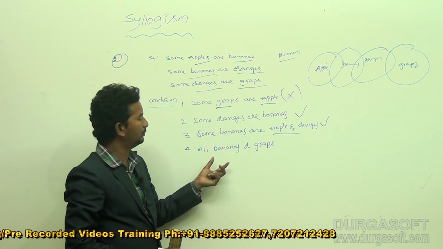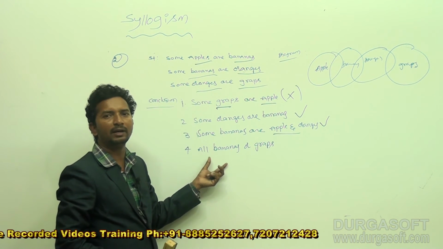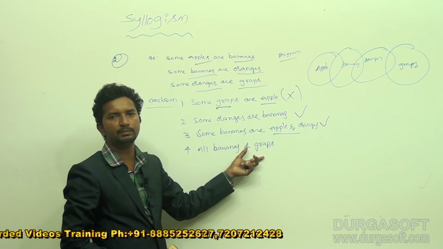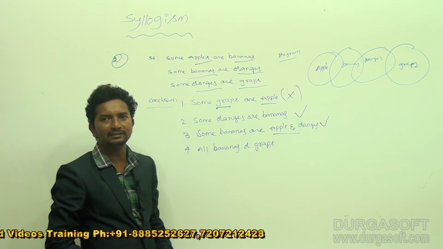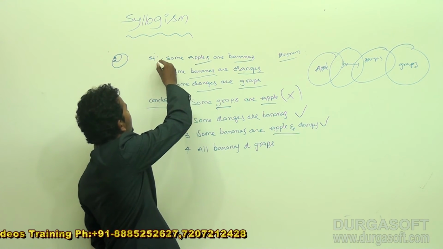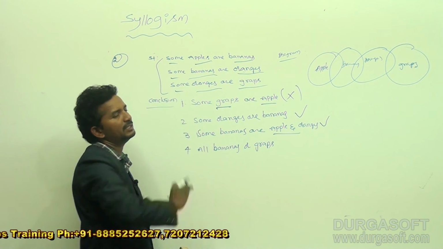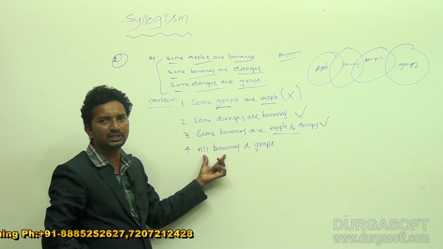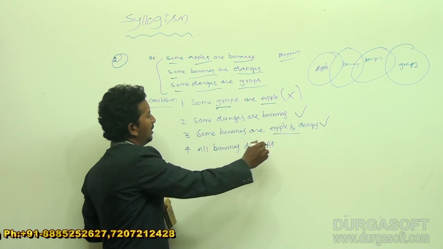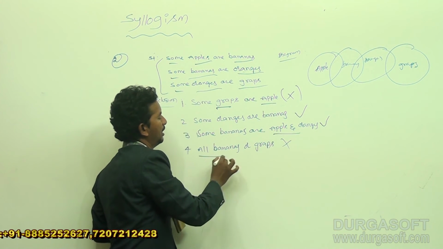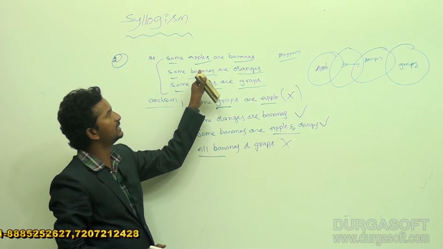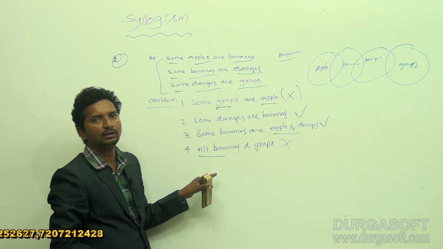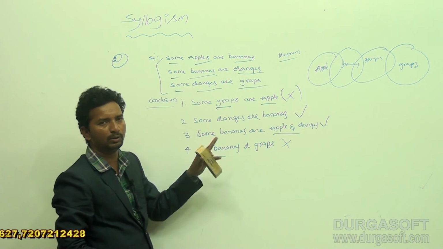Now coming to the fourth one, all bananas are grapes. See, only some statement is given here, but the conclusion is all. So it is all, they never follow. This all is given, but the only statement is some, and the conclusion is all. He is talking about the all, so it never follows.